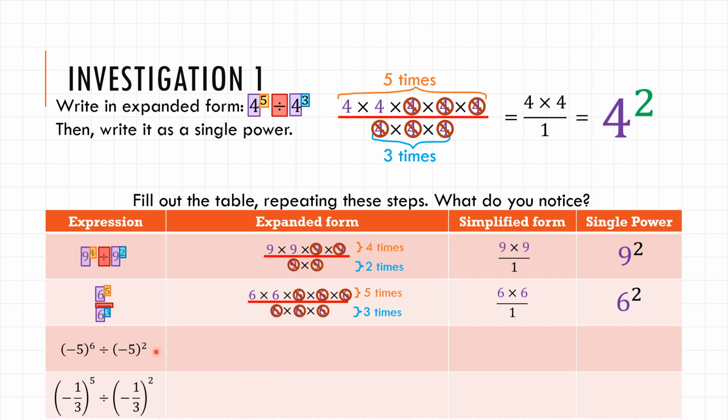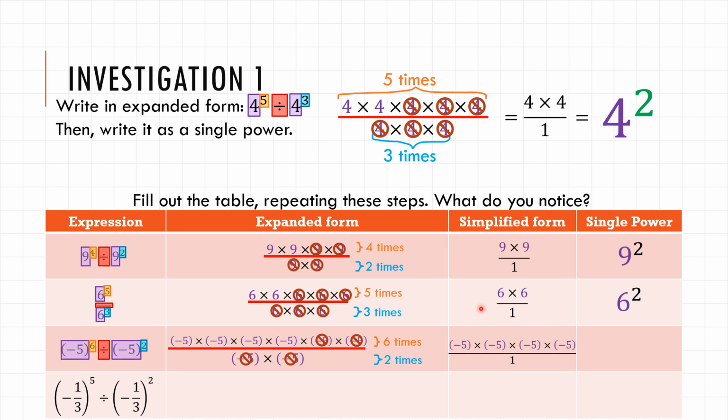The third row, what happens if the base is a negative number? What does this look like? This is negative 5 in brackets multiplied by itself 6 times. And then we divide that by negative 5 multiplied by itself 2 times. Then we do our cancellation. And we are left with what? Now it's no longer negative 5 to the power of 2. Now we have negative 5 times itself 4 times. So if you were looking at this and saying, I will always end up with 2, we can see that that's not the case. Here we're left with 4.